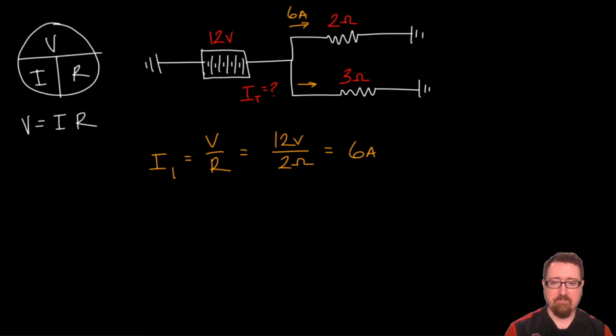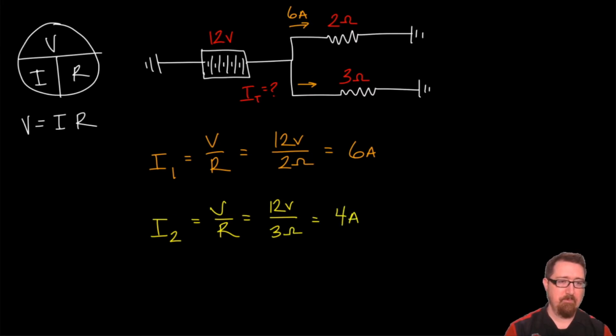Let's go ahead and get a different color here. And then now we want to calculate the current for our second branch, which again is V over R. So 12 volts divided by 3 ohms is equal to 4 amps. So the total amperage for this is 4 amps.